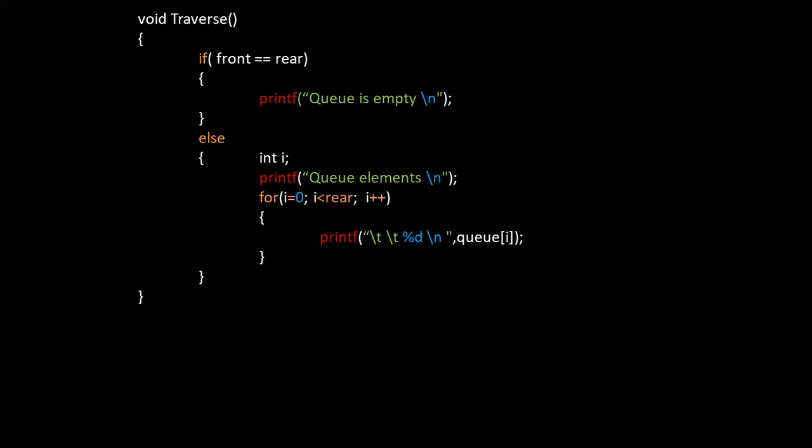So for i is equal to 0, i less than rear value, i plus plus, incrementing the value of i, we can print from the 0th element until the rear value. So this is the logic for implementation of the queue. Now let us write the program.